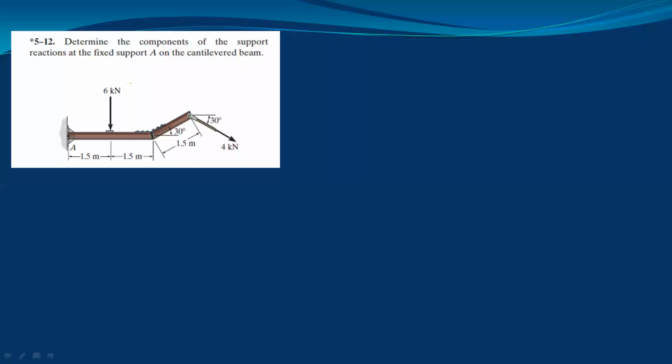Okay, now the next problem. This is again on the fixed support, but it carries only point loads. In the previous 2 problems, we had the beam which carries the UDL or the UVL. What is given? Determine the components of the support reactions at the fixed support A on this cantilever beam. Cantilever beam is one of the types of beam. We have seen different types of beams.